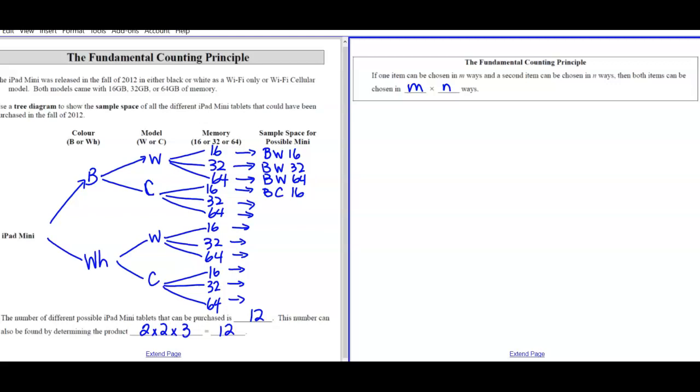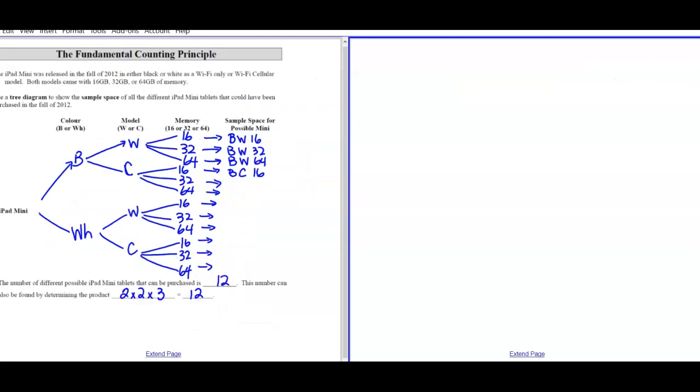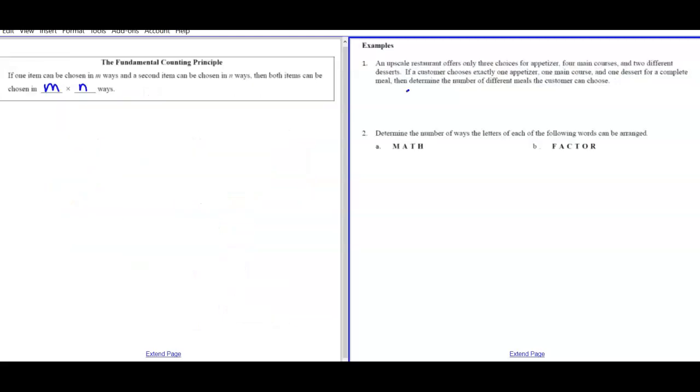Okay, so try that example. An upscale restaurant offers only 3 choices of appetizer, 4 main courses, 2 different desserts. If the customer chooses exactly 1 appetizer, 1 main course, and 1 dessert, how many different meals can they choose? Hands up, what would that be? 24. 24, good. Okay, so 3 appetizers times 4 main courses times 2 desserts is 24.